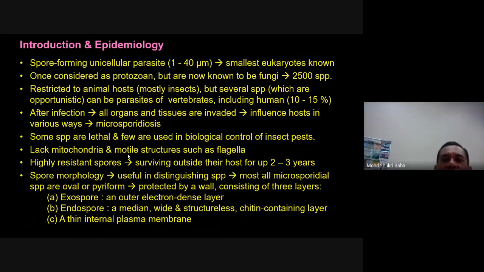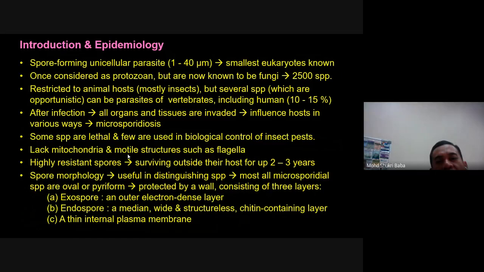They have more than 2,000 species lah. Alright, restricted to animal hosts, mostly insects. Biasanya insect lah yang banyak Microsporidia ni. But several opportunistic species can be parasites of vertebrates, including humans, up to 50%. After infection, all organs and also tissues are invaded. Okay, so no exception. It influences the host in various ways, causing disease that can lead to microsporidiosis.